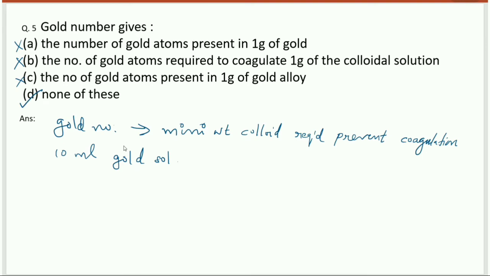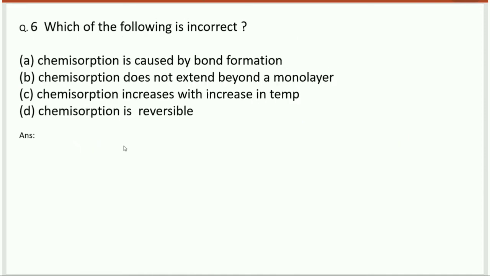And what is gold number? It is the minimum weight of colloid required to prevent coagulation of 10 ml of standard hydro gold sol when 1 ml of a 10% NaCl solution is added to it. So just remember, gold number is the minimum weight of a colloid required to prevent coagulation of 10 ml gold sol.